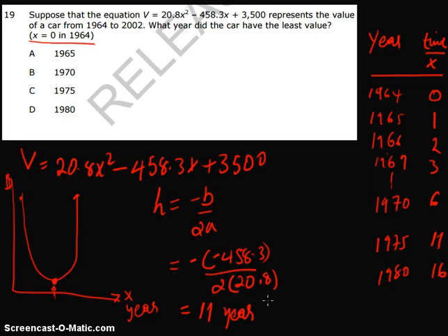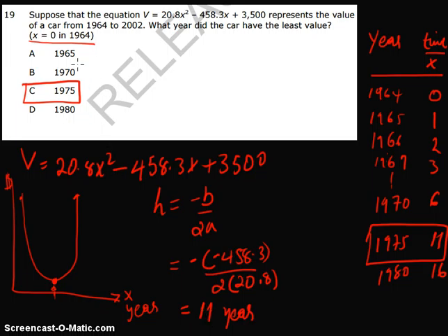So based on this, the closest one is 1975. So in 1975, this car will have the least value. The answer is choice C. Now there is another method. The other method is a little bit intuitive.